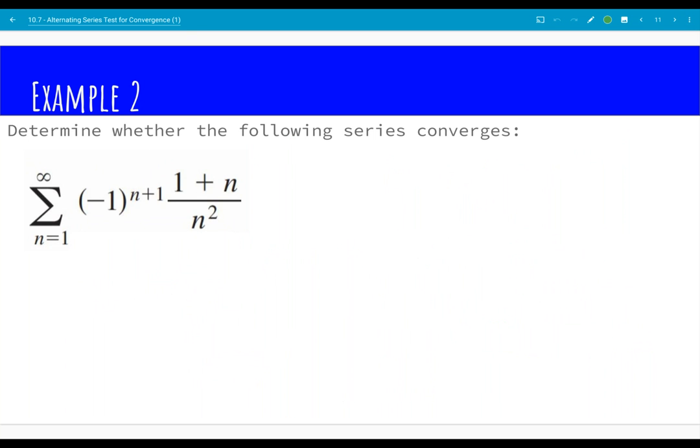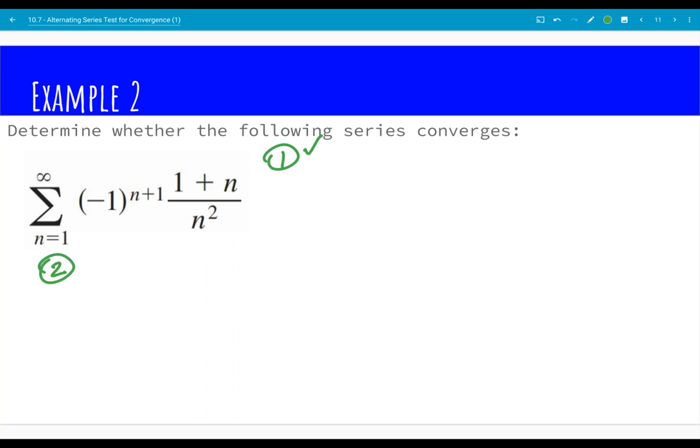The next example, I'm going to go through those same things. So this part of the expression is always going to be positive because n is starting at 1 and going to infinity. I probably should mention that. And this part is going to make it alternate. So it is an alternating series. That meets the first condition.